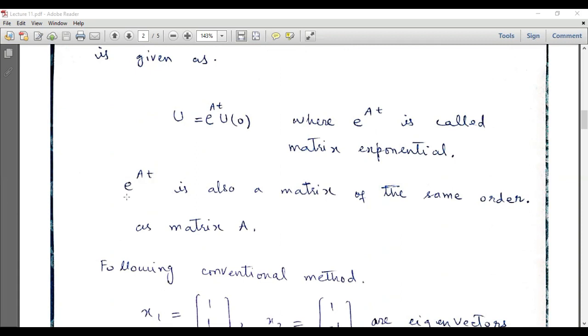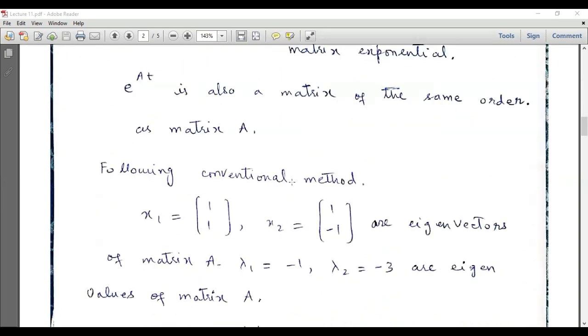So let's learn how to solve this matrix exponential from the conventional method, which we discussed in our previous lectures of solution of higher order ordinary differential equations using eigenvalues and eigenvector method.